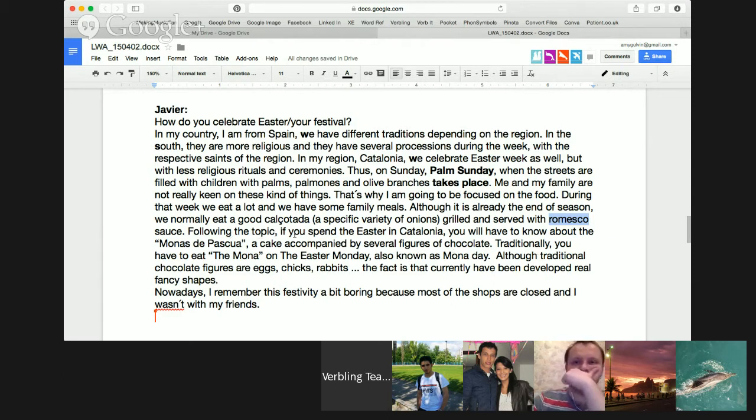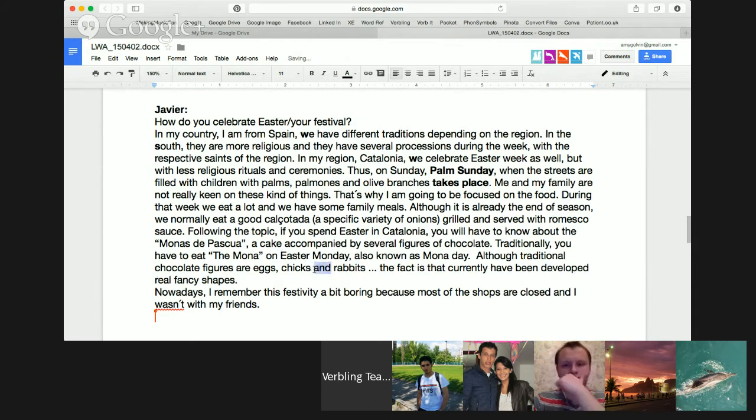Following the topic, if you spend Easter in Catalonia, you will have to know about the Mones de Pascua, a cake accompanied by several figures of chocolate. Sounds yummy. Traditionally, you have to eat the mona on Easter Monday, also known as Mona Day. Although traditional chocolate figures are eggs, chicks, and rabbits, currently really fancy shapes have been developed.